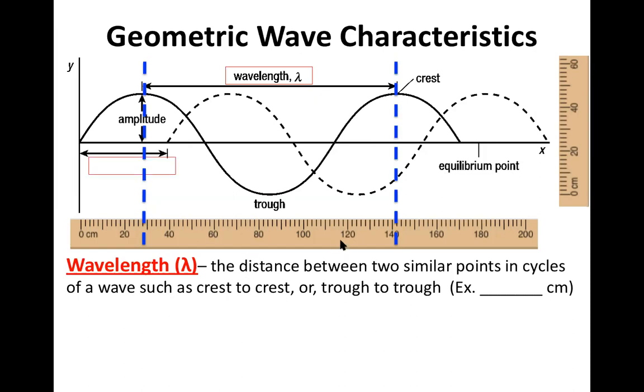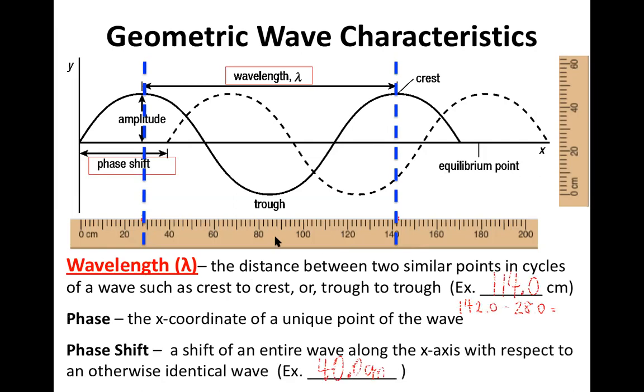So in this example, we have 142 minus, I think, is that 28? So we get 114 centimeters for the wavelength of this wave.